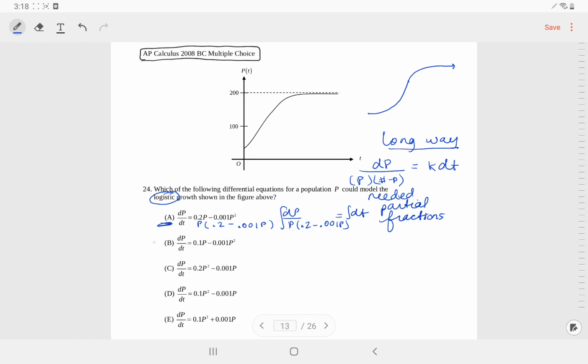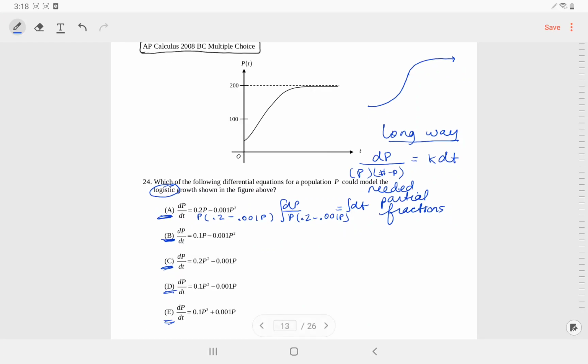So then does B and C and D and E. Okay, so never mind on that. Let me erase this and let's have a new plan. It could model the one shown in the figure above.